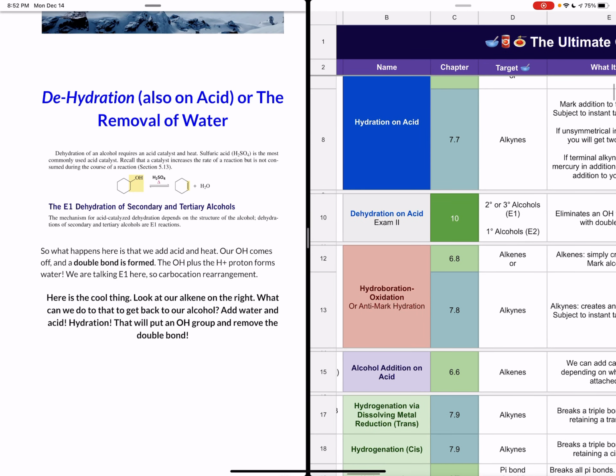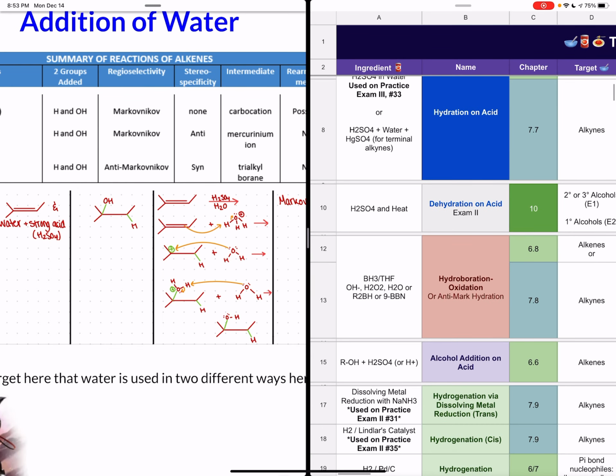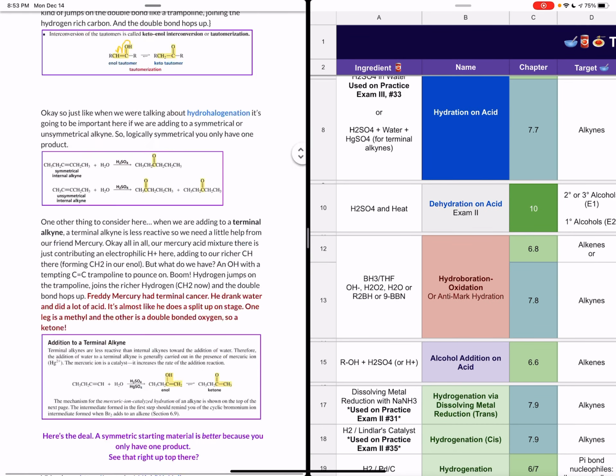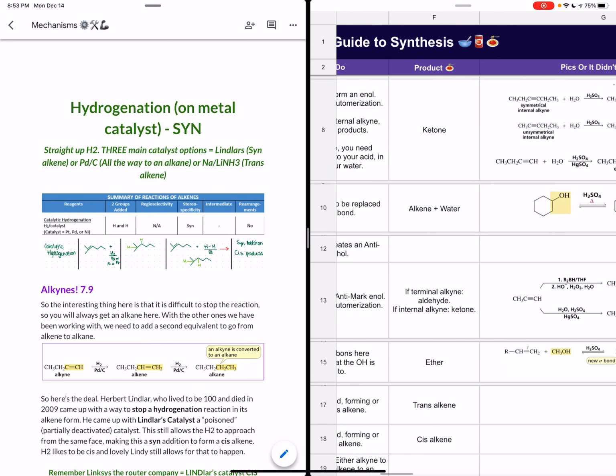We can see it's basically the exact opposite of our garden variety addition of water and acid. Okay, all right, moving on. Now we have hydroboration oxidation, which is very similar. I don't think I actually ever wrote a page on that, but it's very similar. It's just an anti-Markovnikov addition.